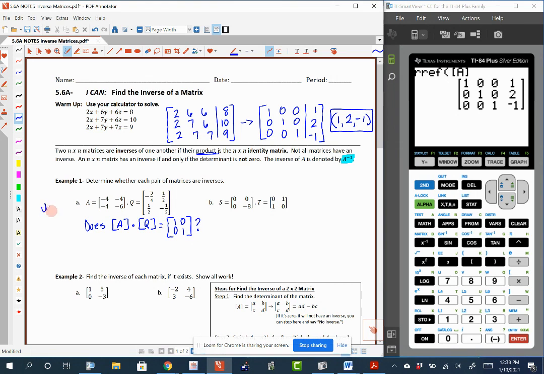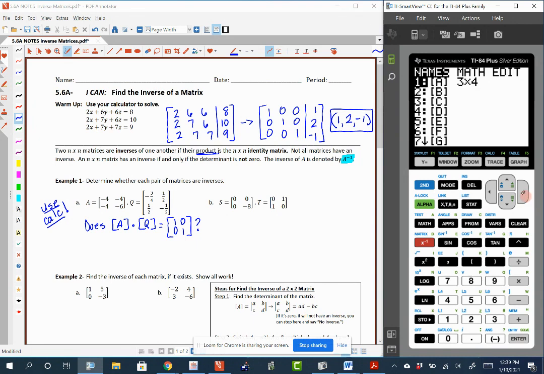So we're going to use our calculator to help us multiply this. Last year we learned how to do it by hand, but we're going to go ahead and use our calculator this year, which is super nice, to help us see if this works. So we're going to have to enter both matrix A and matrix Q into our calculator. So I'm going to go to second matrix, arrow over to edit. And this time we do have to do 2 matrices. So we're going to start with matrix A, and these dimensions are 2 by 2.